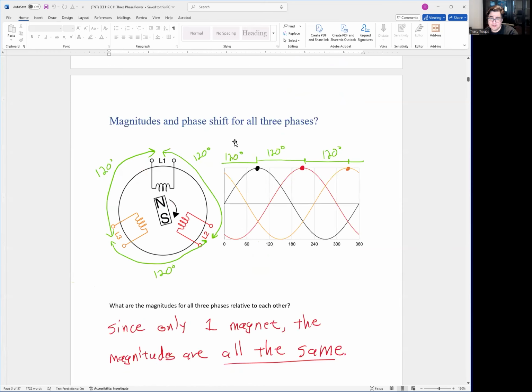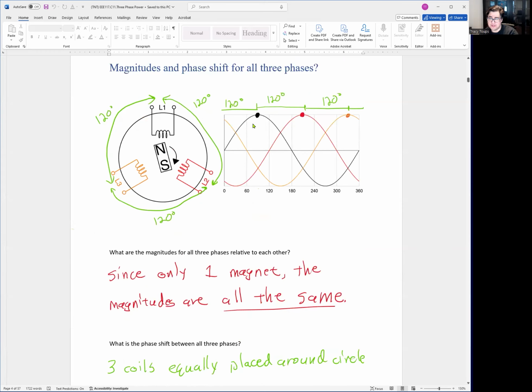Okay. Now, what are the magnitudes and phase shift for 3 sources? Because now we have 3, we don't have 1. Well, mechanically, it makes sense to keep each coil equally distanced apart from each other so everything runs smoothly. As you'll notice in nature and a lot of equipment, symmetry goes a long way in balancing things. Okay, so there's 360 degrees in the entire metal housing. If we put coil 1 at 0 degrees, let's put the other 2 coils equally apart, so no coil is closer than the others. And by doing this, each one is 120 degrees apart.